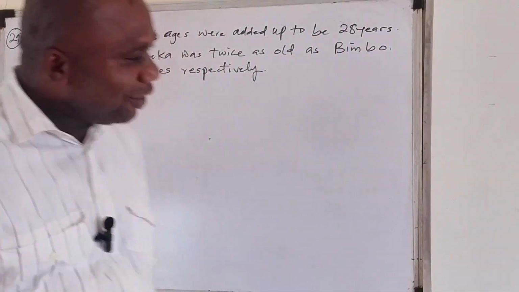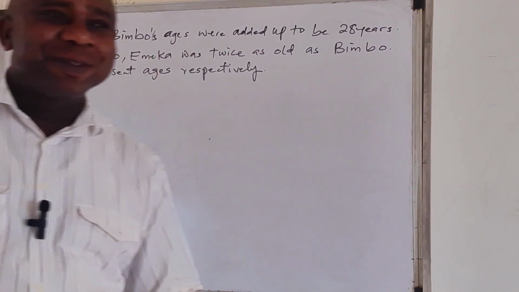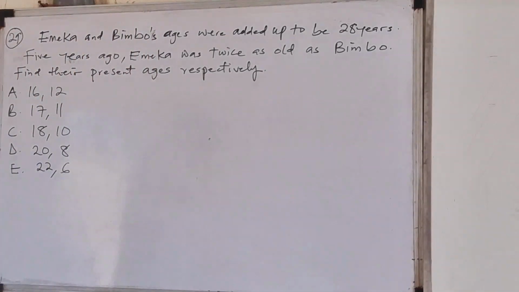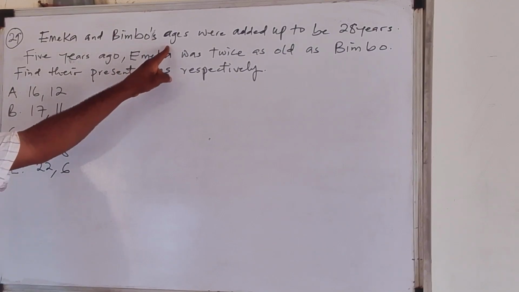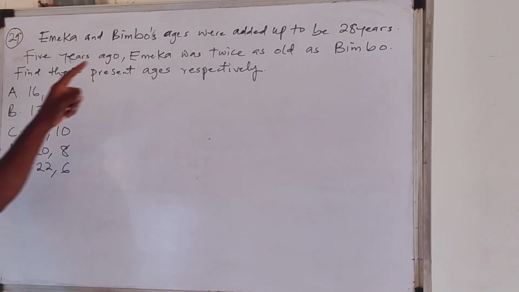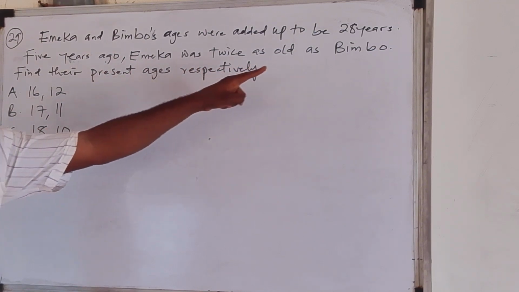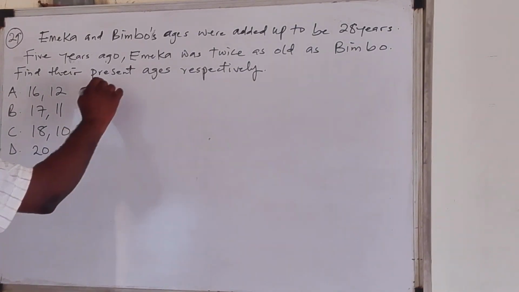Yes, today we are going to be looking at a question under word problem. Yes, word problem leading to simultaneous equation. And now the question is, Emeka and Bimbo's ages were added up to 28 years. 5 years ago, Emeka was twice as old as Bimbo. Find their present ages respectively.